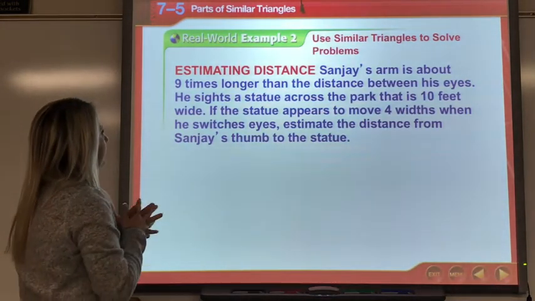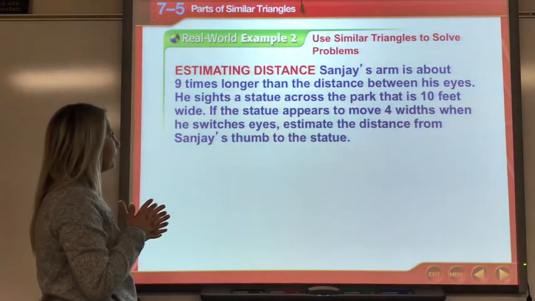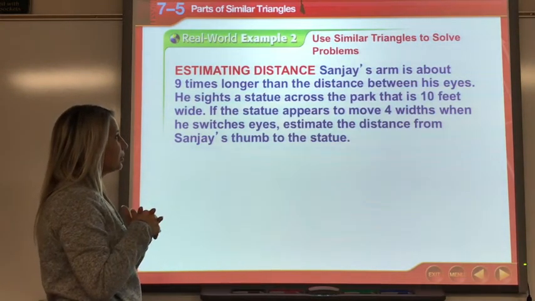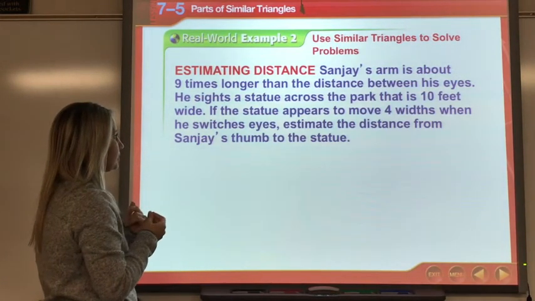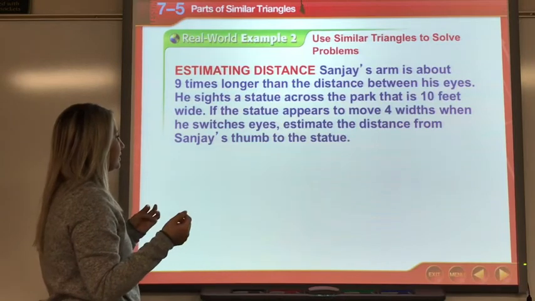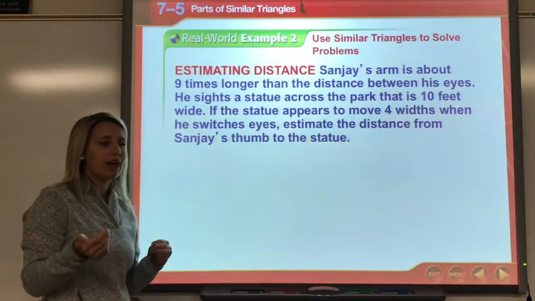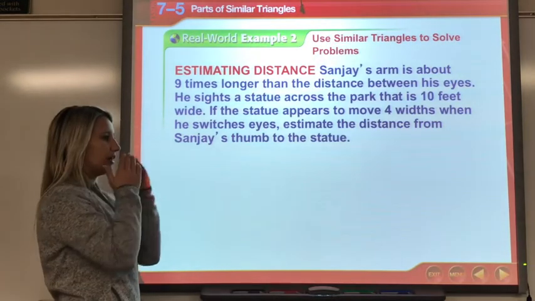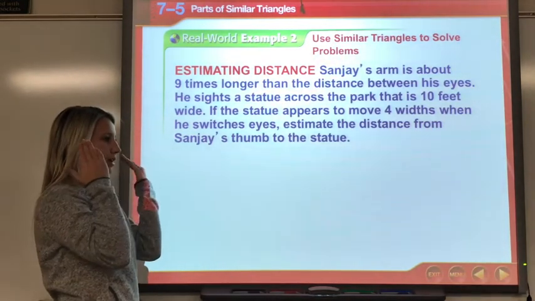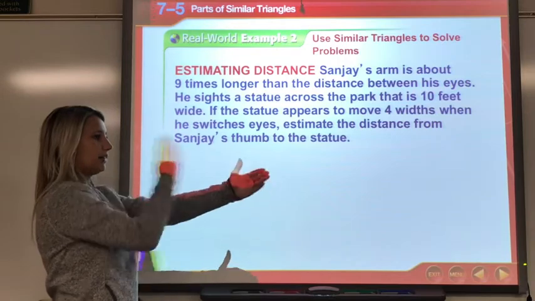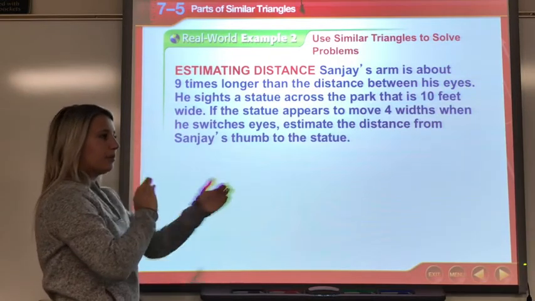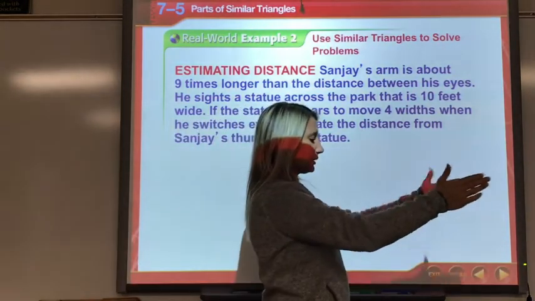He cites a statue across the park that is 10 feet wide. If the statue appears to move 4 widths when he switches eyes, estimate the distance from Sanjay's thumb to the statue. Okay, so that was kind of a lot too. So we have this triangle here that goes over 1, forward 9, right? This is 9. But then over here, there's the statue that's 10 wide.